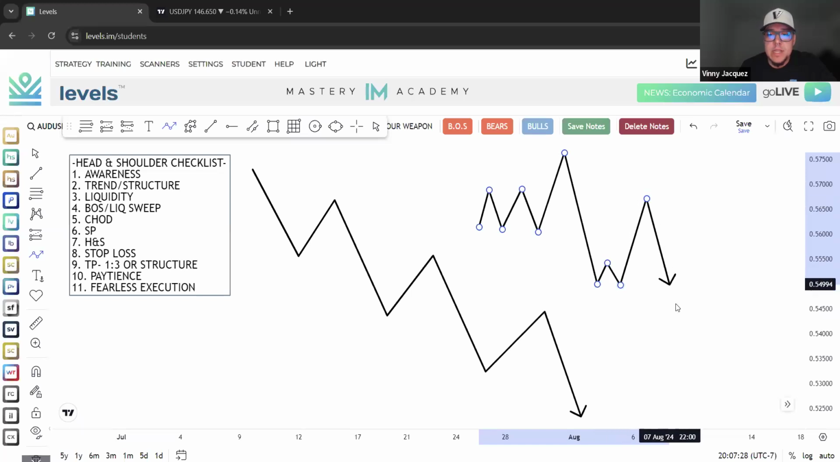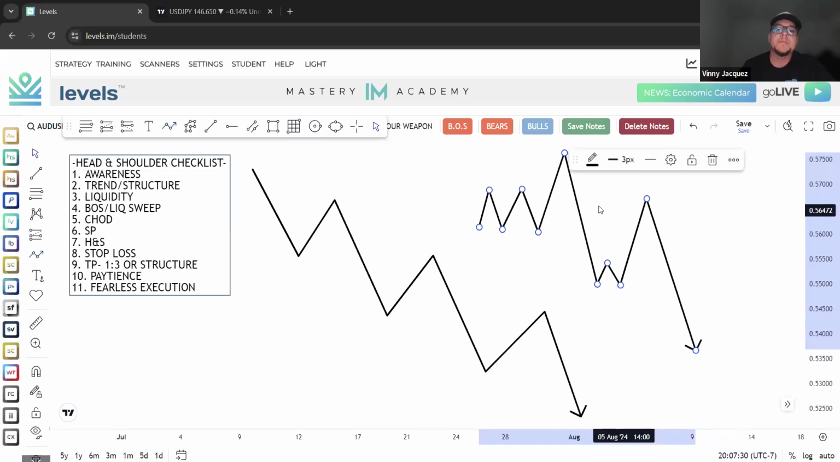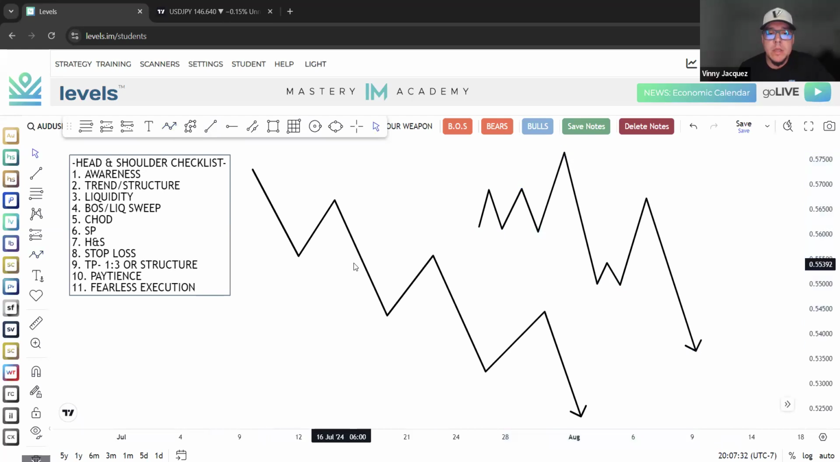Does this make sense? Give me a 2 if this is making sense, right? When we are focused on the downtrend, guys, this is the setup that we are looking for. Let me know. Let's go. Awesome.